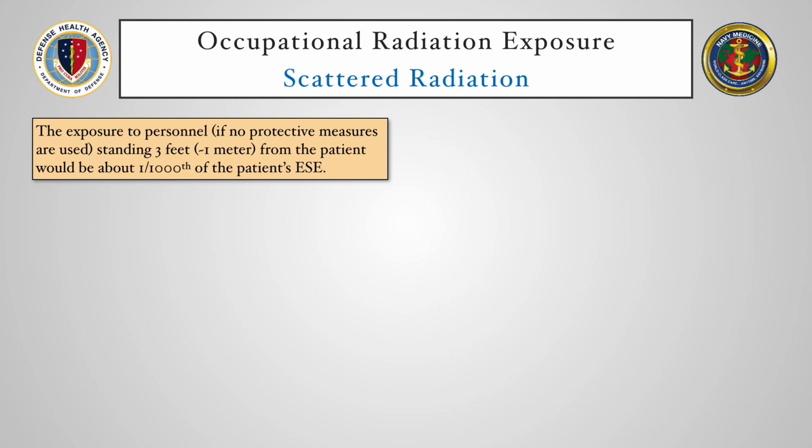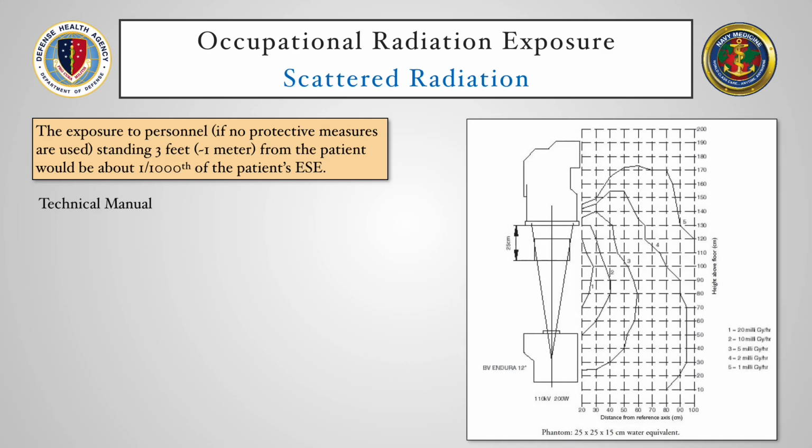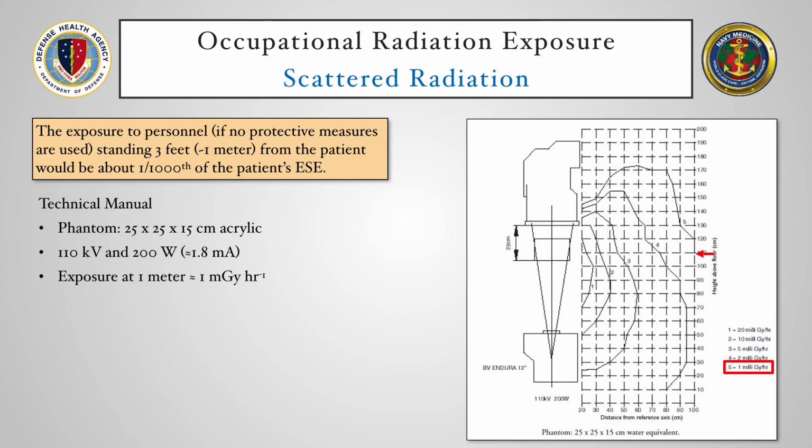Take a look at the next excerpt from one of the technical manuals for one of our C-arms. The technical manual shows an isochroma map using a 25 by 25 by 15 centimeter water equivalent phantom, and they expose the water phantom to 110 kilovolts and 200 watts, approximately 1.8 milliamps. The exposure at 1 meter is actually approximately 1 milligray per hour.